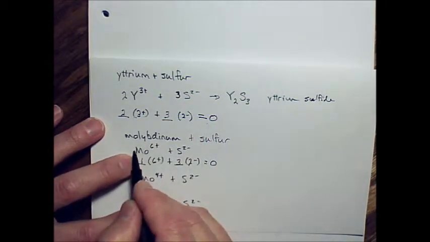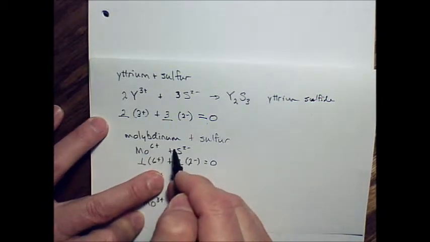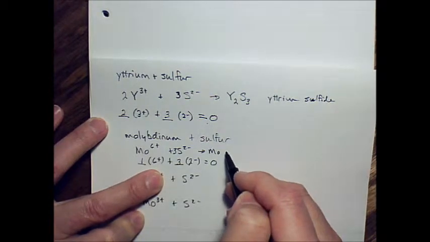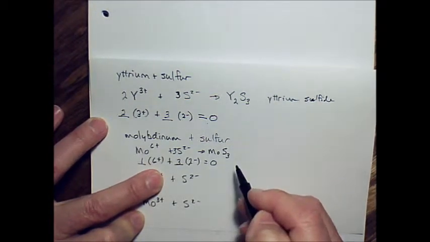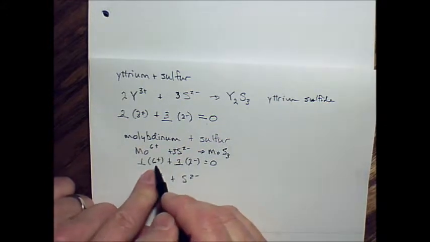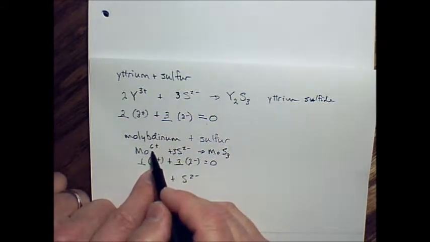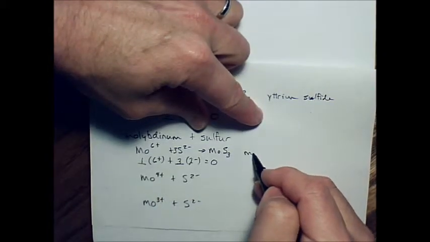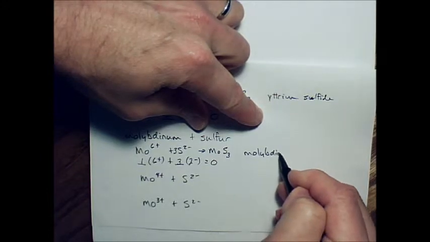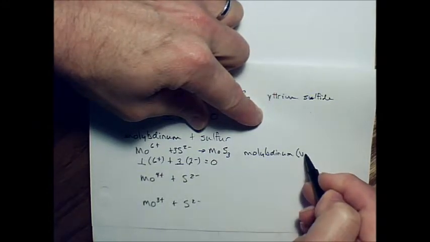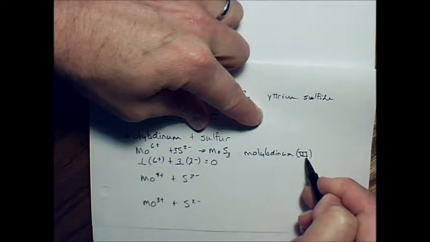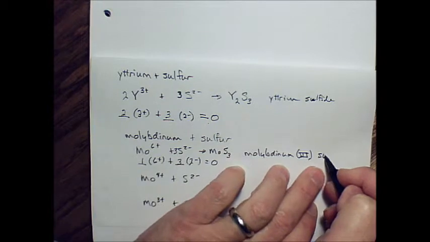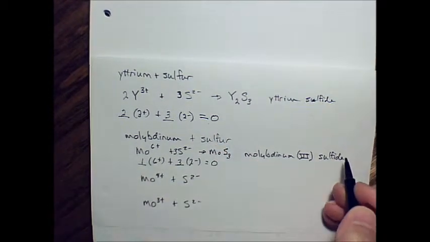We don't really need the coefficient 1 in front of molybdenum, but we do need the 3 in front of sulfur. So this formula is MoS₃, and the name of this compound is molybdenum(VI) sulfide. Six is a Roman numeral, and there's no space before the parentheses in the name. Molybdenum(VI) sulfide.